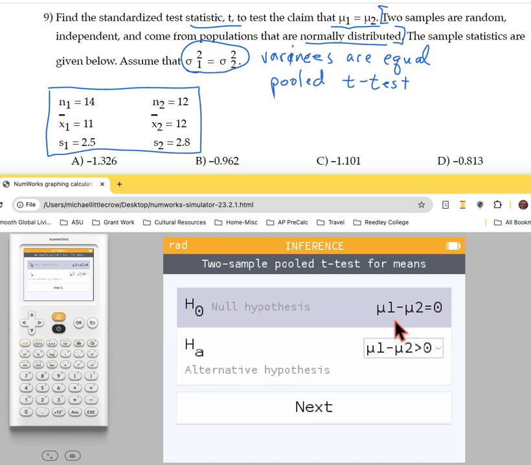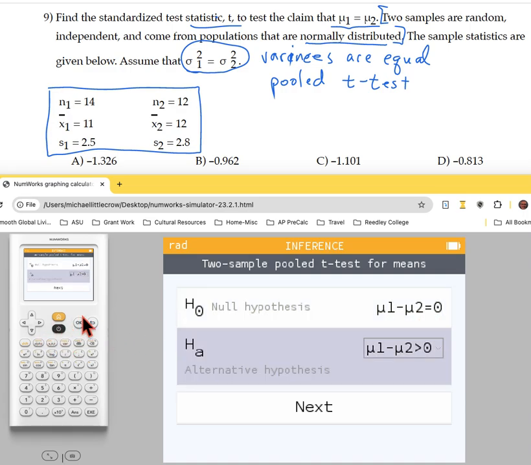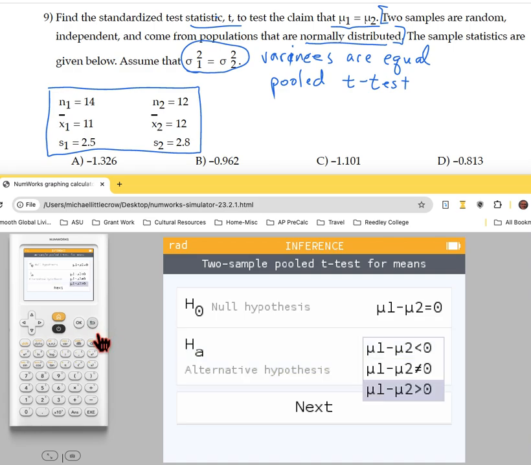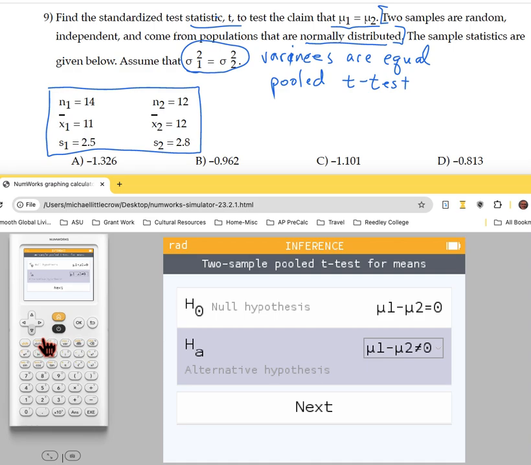The claim is that the means of the two samples are equal for the populations, and so if you subtract them, you'll get 0. So with that as the claim, the complement of that is that the two are not equal. We don't know if they're greater than or less than, but we know they're not equal. So we go with this one. It's going to be a two-tailed test.